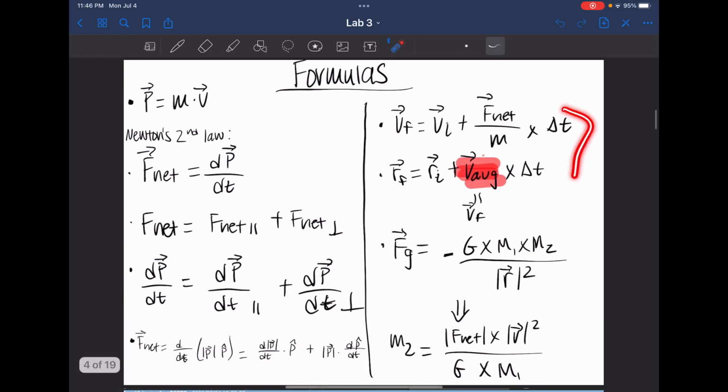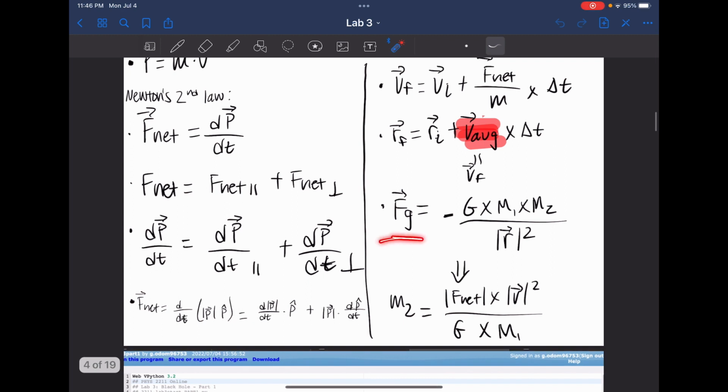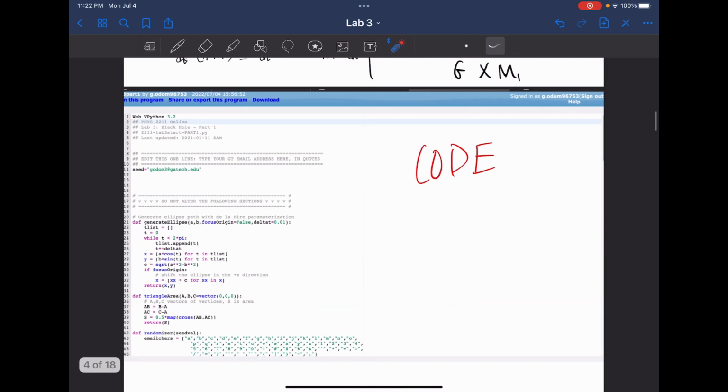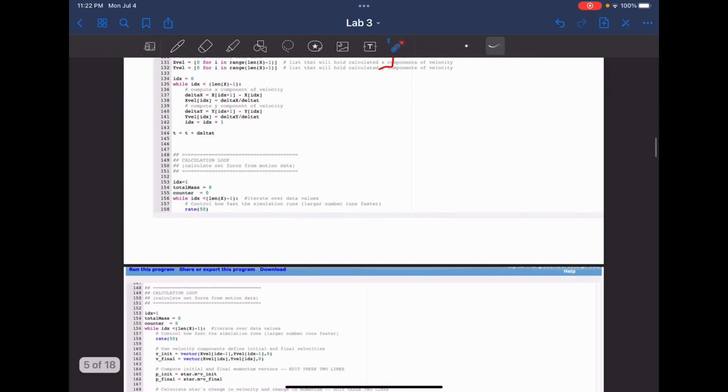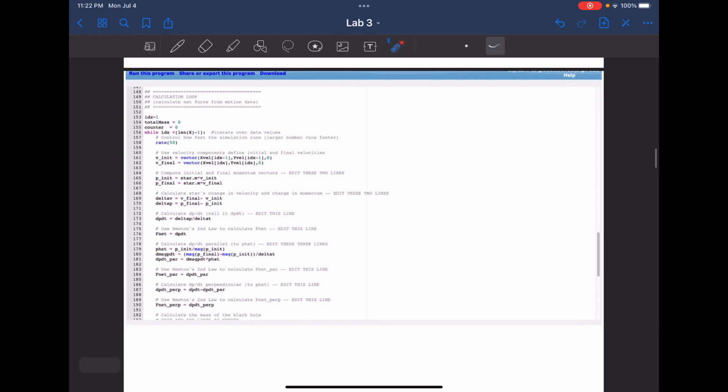And then this is for part 2 of the lab. This is really important to remember: when we're updating the velocity and the position for non-constant forces like gravity, which depend on position, we use v final instead of an average. Then you can rearrange the formula for calculating the force of gravity on an object to solve for the mass of the black hole. Givens right here, and then this is our calculation loop.